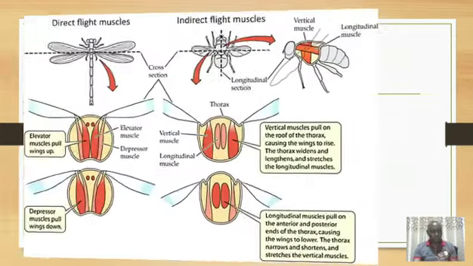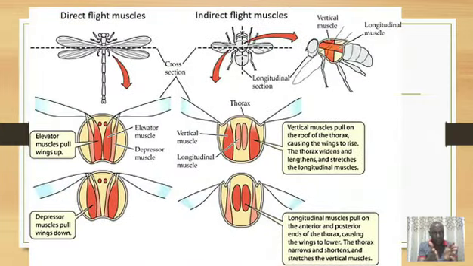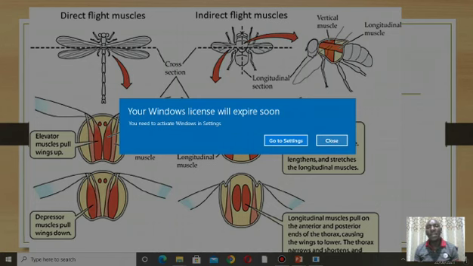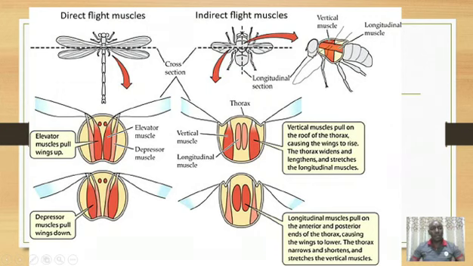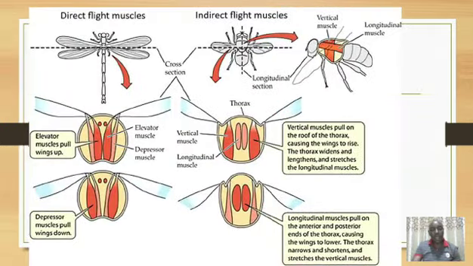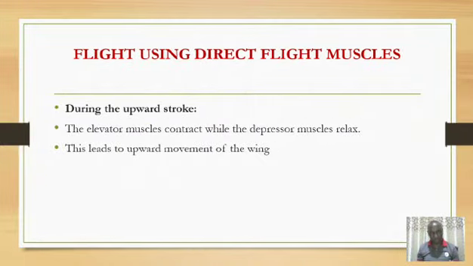During upstroke, we see the wings are up. Look at that column of direct flight muscles, those drawings. That second, the middle drawing, we see that the elevator muscles contract. When a muscle contracts, it becomes bigger. It becomes thicker. Therefore, during upstroke, the elevator muscles contract, while the depressor muscles relax.